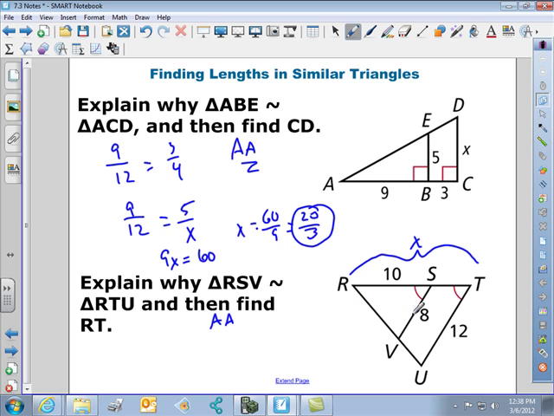I can say that 8 is to 12, I'm going with the ratio of the smaller triangle to the bigger triangle, as 10 is to the whole side there, which is x. Cross multiplying, I have 8x equals 120. If I divide by 8, I get 15. Now 15 is what x represents, which is RT. Therefore, RT is 15.